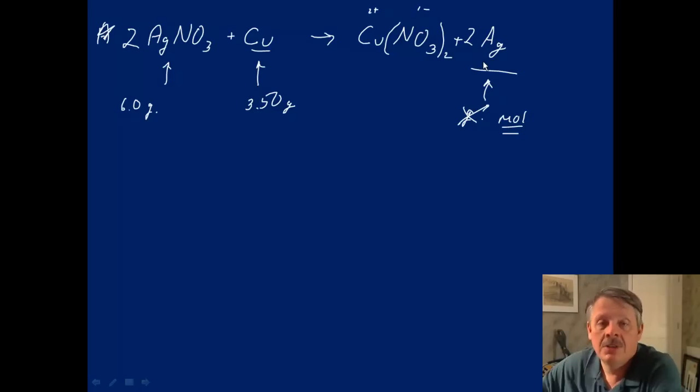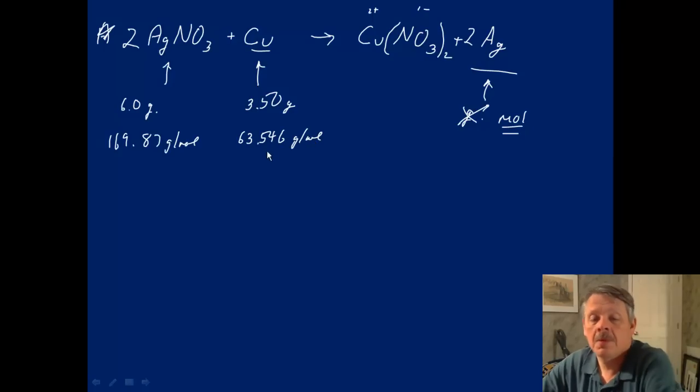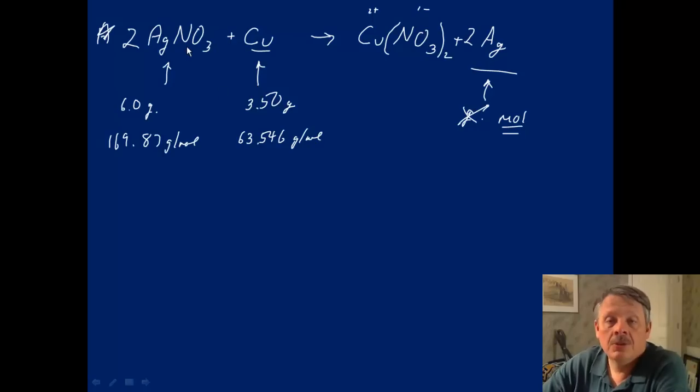Now, I do need to know how much silver nitrate weighs, and silver nitrate weighs 169.87 grams per mole. And I do need to know how much copper weighs, and that's 63.546 grams per mole. Okay, so let's do our stoichiometry problems going up to silver, but stop at moles of silver, because we can compare moles of silver, and that'll tell us which one we ran out of first. Go ahead and see if you can do that. Pause the video, try it on your own.